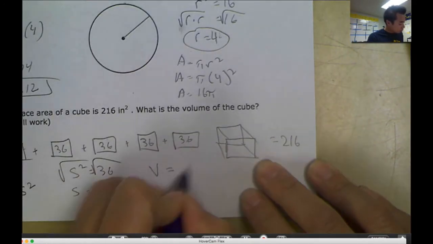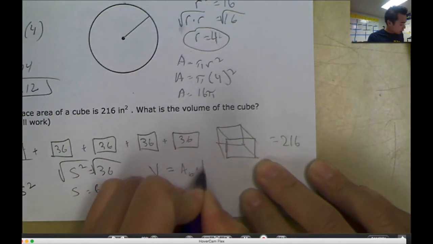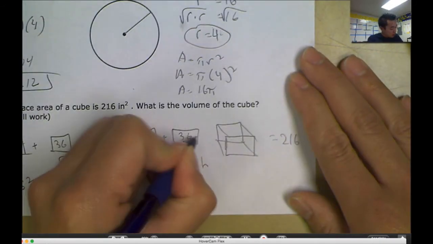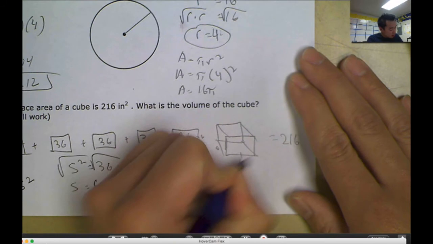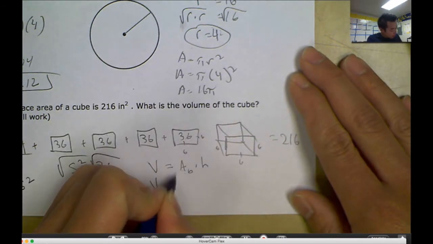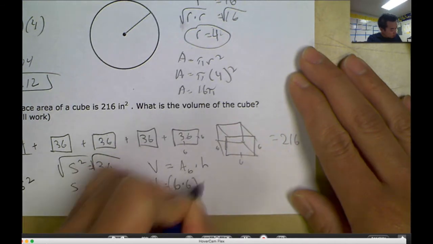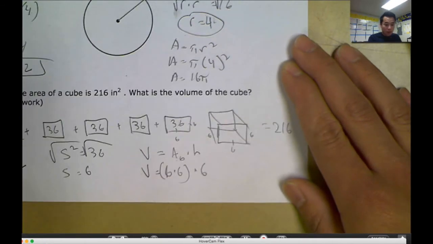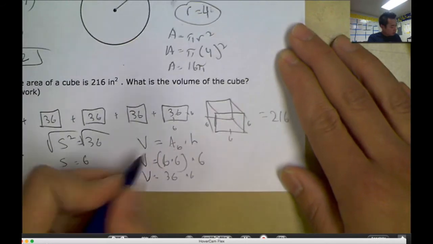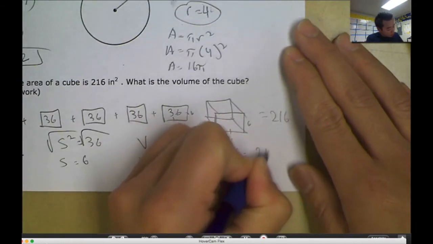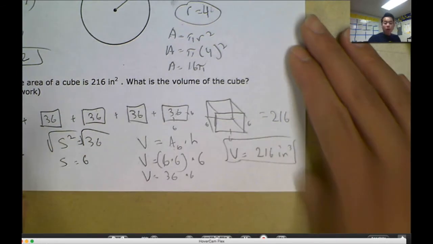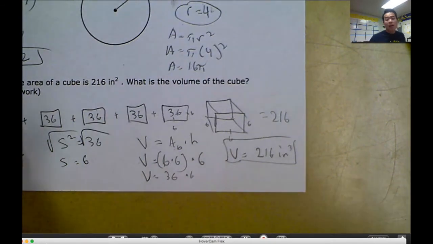Volume is equal to area of the base times the height. Well, if it's a square, and these are all 6's, 6, 6, and the height 6, so the volume is equal to area of the base. Area of a square is going to be 6 times 6 times the height, which is 6. Volume is equal to 36 times 6. The volume is also equal to 216 inches cubed. This is one of those rare instances where you have a cube that has the same surface area and the same volume.